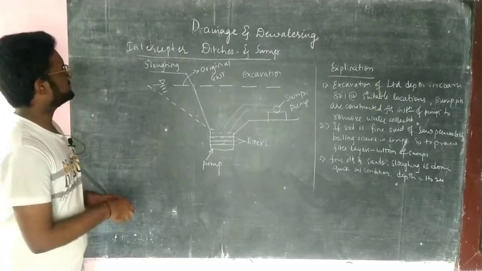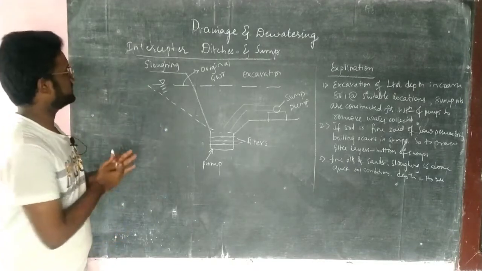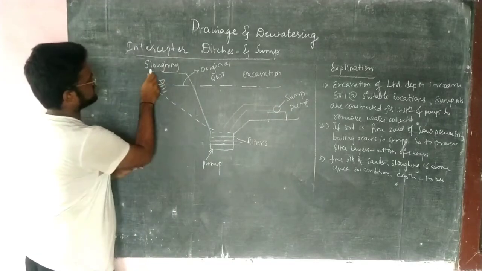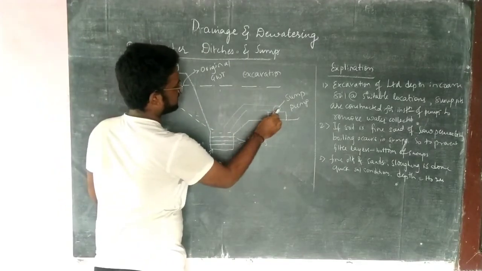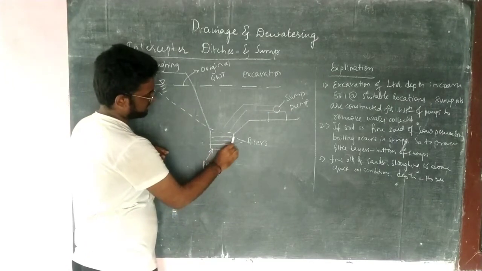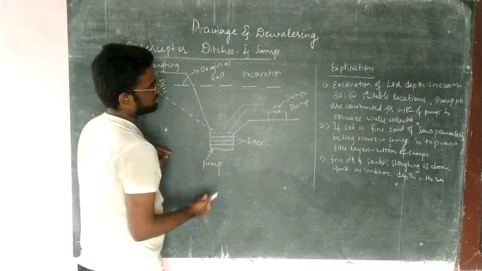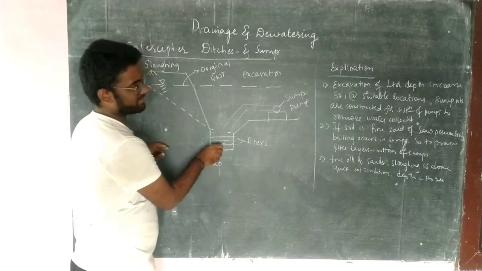Now discussing the interceptor ditches and sumps. So this is a particular picture. Here this is the groundwater table, and this is the ground level, and here the excavation is being done. This is called a sump pump, and it also has a pump with different filters on it. In order to remove the collected water, pumps are installed.